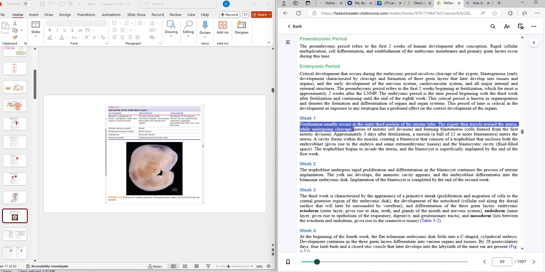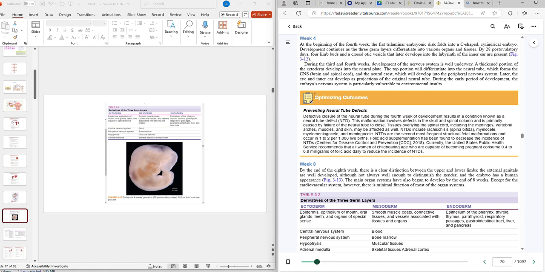For wink 1, you're going to need to know, like we talked about a while ago, that fertilization occurs in the outer third portion of the uterine tube. Okay, outer third portion, the ampulla portion of the uterine fallopian tube.